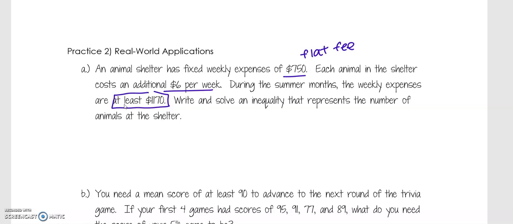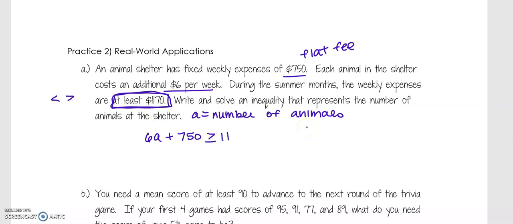So right away, I remember each animal is $6 a week. So I'll have 6 times A, if we want to say that A is the number of animals in the shelter. 6 times A plus the flat fee of $750. At least, we have to get this in terms of an inequality, a less than or greater than. Think about at least $1,170. Does that mean less than $1,170 or greater than if it's at least? That means it's going to be greater than $1,170.